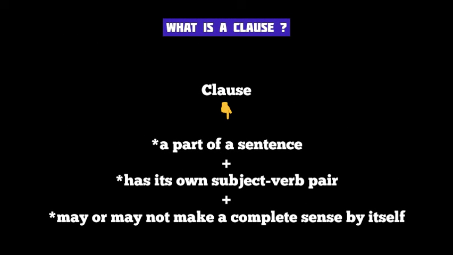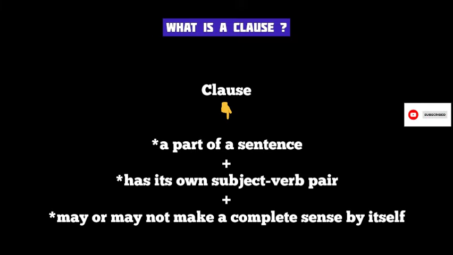Well, now that we have understood the concept of the phrase, let's learn what a clause is. In English grammar, a clause has three features or characteristics. First, a clause is also a part of a sentence. But most importantly, unlike a phrase, a clause has its own subject-verb pair or combination. In other words, a clause must have its own subject and at least one finite verb.